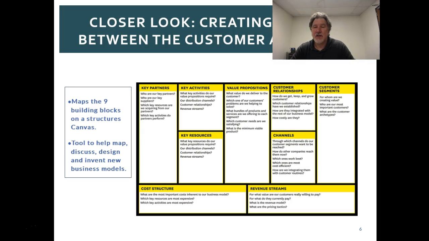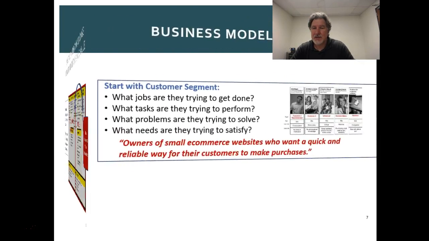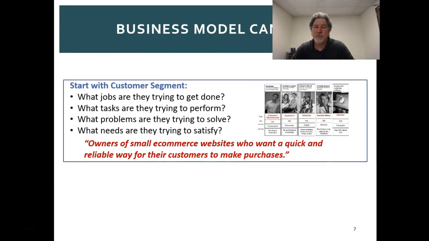It's a great canvas here, okay? What I wanted to point out here, relative to value, is the whole thing tying customer to the value proposition, okay? We'll talk about operations later on, but the reality here is that we need to make sure that we're tying that value proposition back to the customer. So we need to think about the job to do, the tasks they're trying to perform, the problem to solve, and the needs to satisfy. So, you know, here's an example of e-commerce in terms of making a quick and reliable way for customers to make purchases. And a good example is not just small e-commerce, but you have Amazon and Prime that have come out.